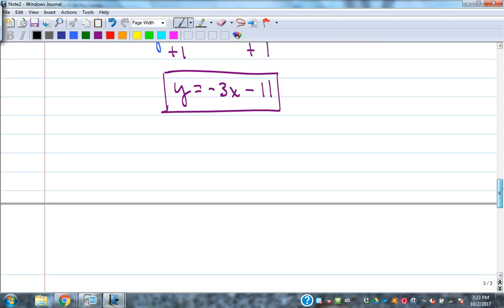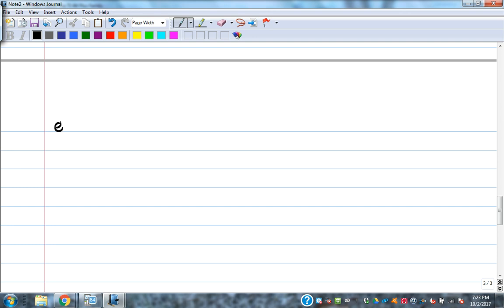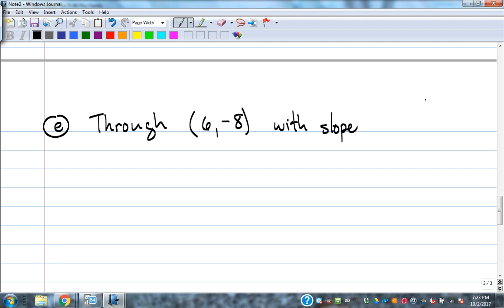Same idea. Letter E. Let's say it goes through 6, -8 with slope 2/3. Throw a fraction in there. Okay. What information did they give me? A slope and a point.